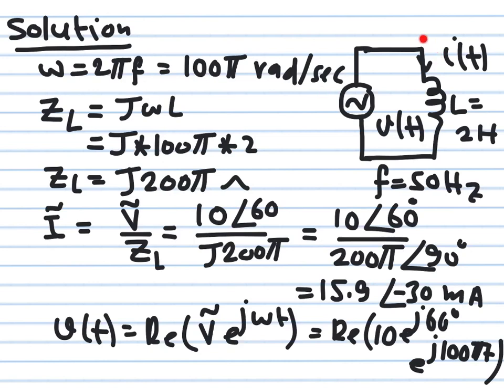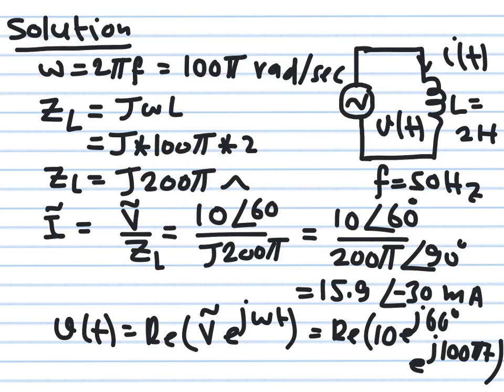The impedance of an inductor at any frequency is frequency dependent. It's jωL. So it is j 100π multiplying 2. This will give us j 200π ohms. So this means it induces a phase shift of 90 degrees, and it changes the amplitude by 200π.